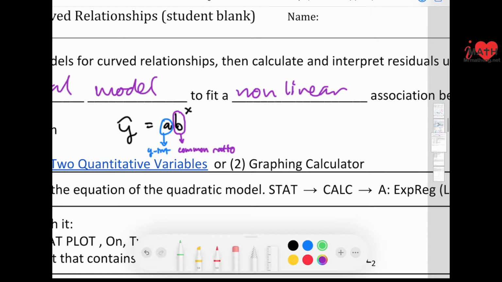And a couple other facts that I want you to know. If b is greater than 1, then we call that exponential growth. If b is less than 1, so I don't know, 0.8, then we have something called exponential decay.